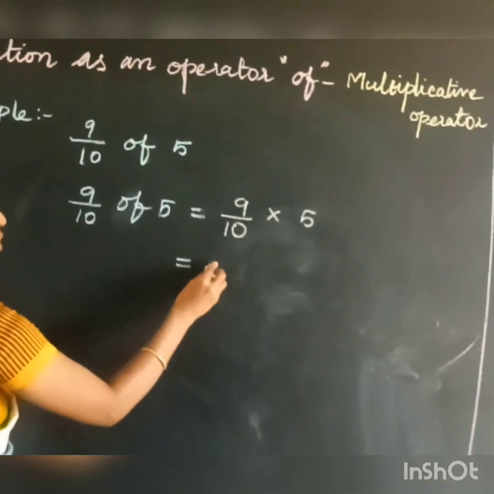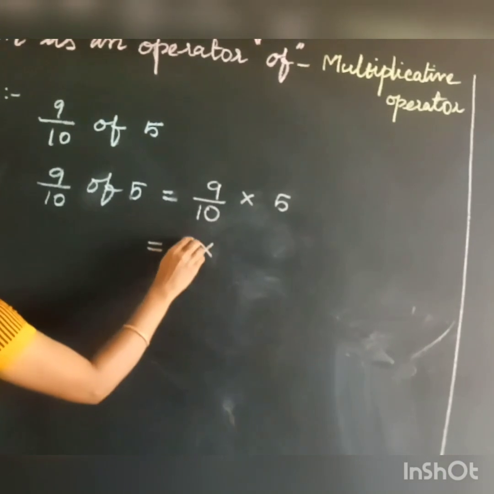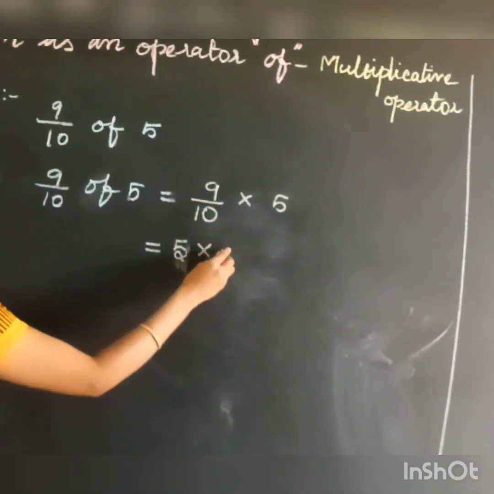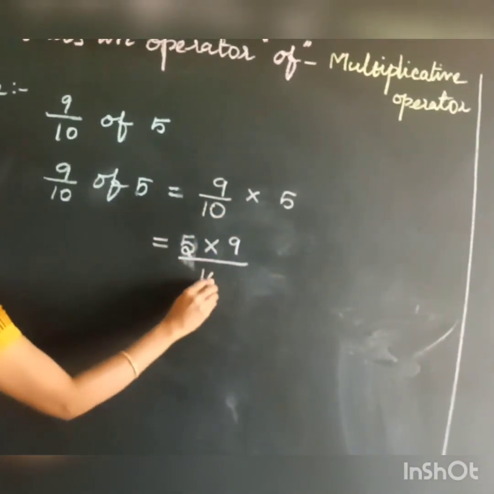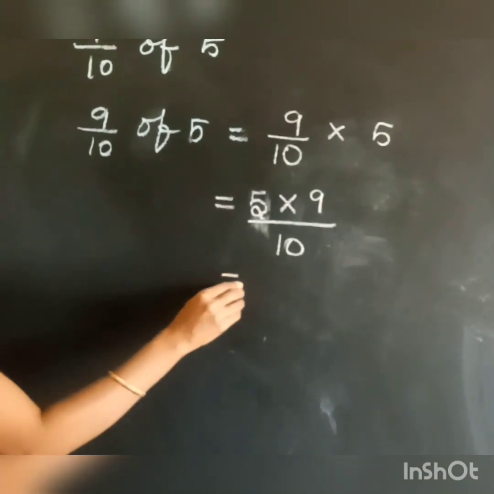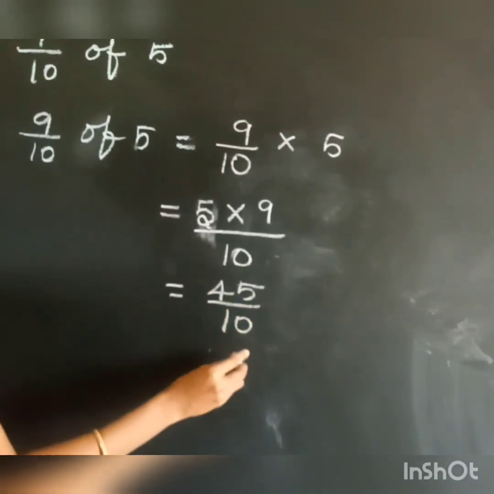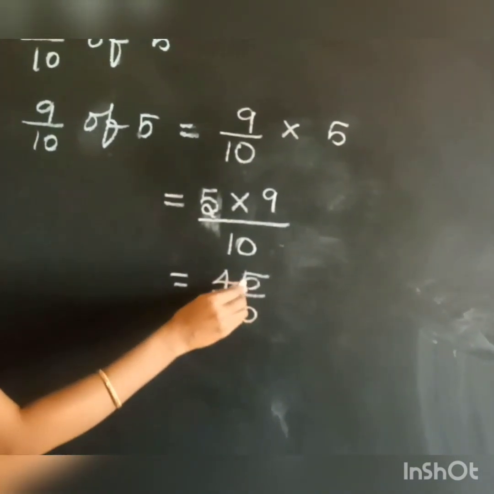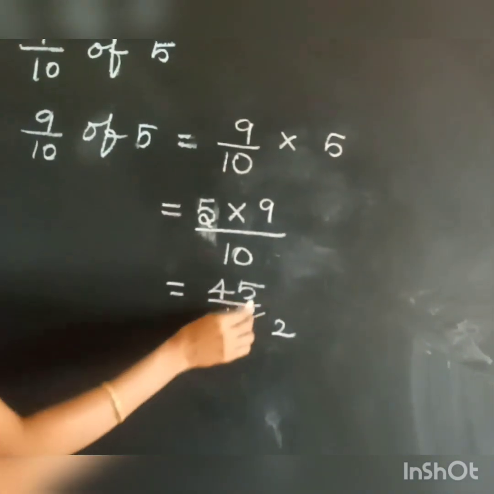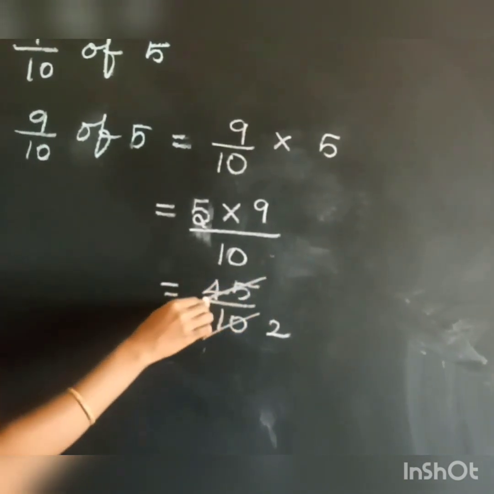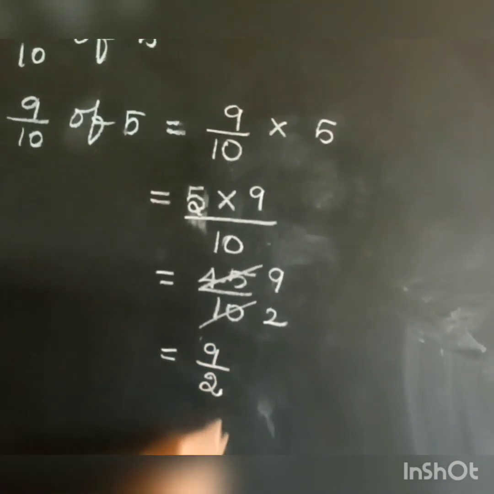How do you write this answer? Whole number into numerator of this fraction. What is our whole number? 5. And what is the numerator of the fraction? 9 divided by the denominator of the fraction, 10. Which is equal to 5 into 9, 5 nines are 45 divided by 10. 45 and 10, it is a multiple of 5, isn't it? 1 5s are 5, 2 5s are 10, and 9 5s are 45. Right, here 9. So your answer is 9 divided by 2.